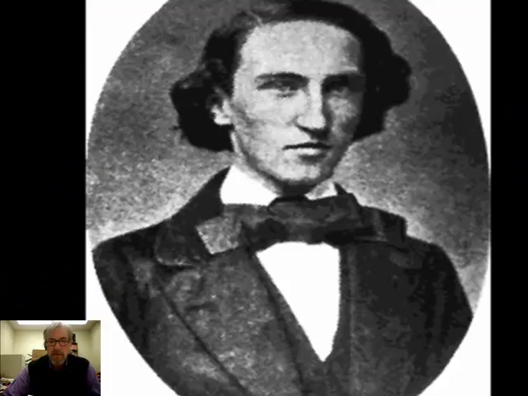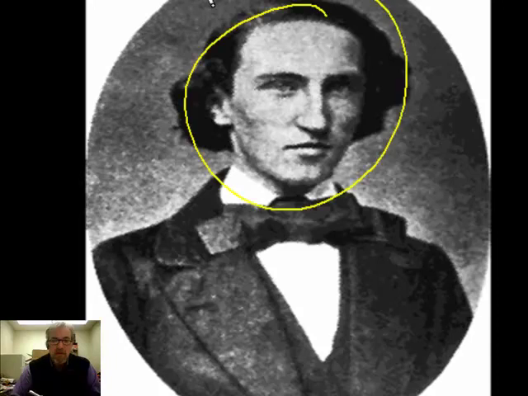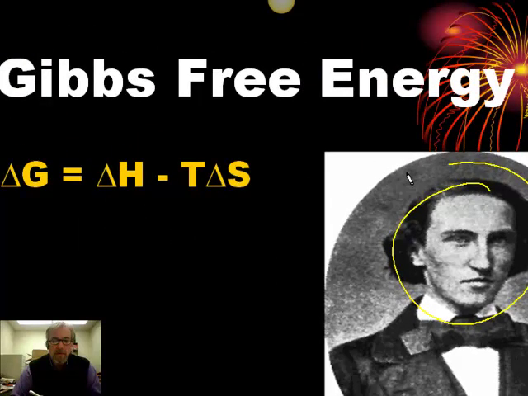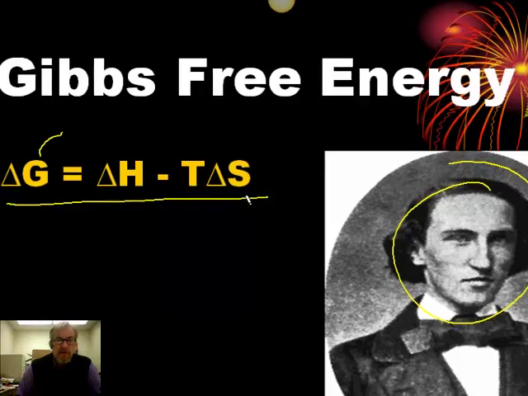The tool for solving this problem was first discovered by this guy here, J. Willard Gibbs, and it's called Gibbs free energy. Gibbs free energy is defined by this equation here called the Gibbs-Helmholtz equation, so apparently he had some help, that says delta G, that's the Gibbs free energy, is equal to delta H, the enthalpy change, minus the absolute temperature times the entropy change for the process.